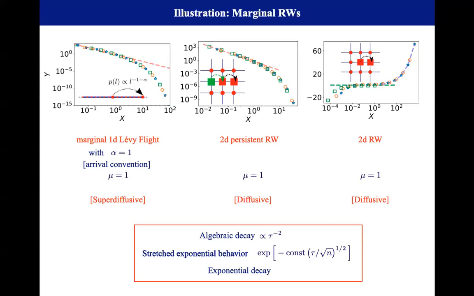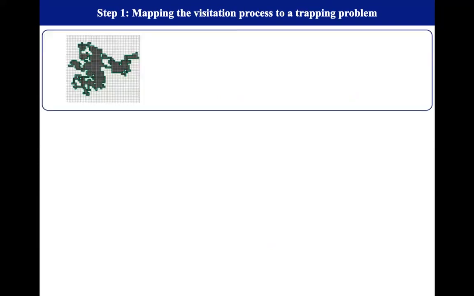So I now would like to give some words about the tools we used. Again, only scaling arguments. The first step consists in a mapping between the visitation process we consider here and the trapping problem. This mapping is as follows, it's very simple. You realize that the unvisited sites in white here act as traps for the random walks. Very simple, almost by definition.